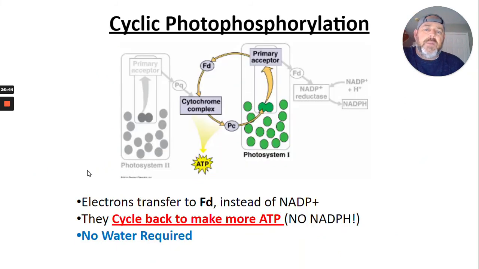So now we have to talk about why would it circle back. Okay, so there is cyclic photophosphorylation as well.